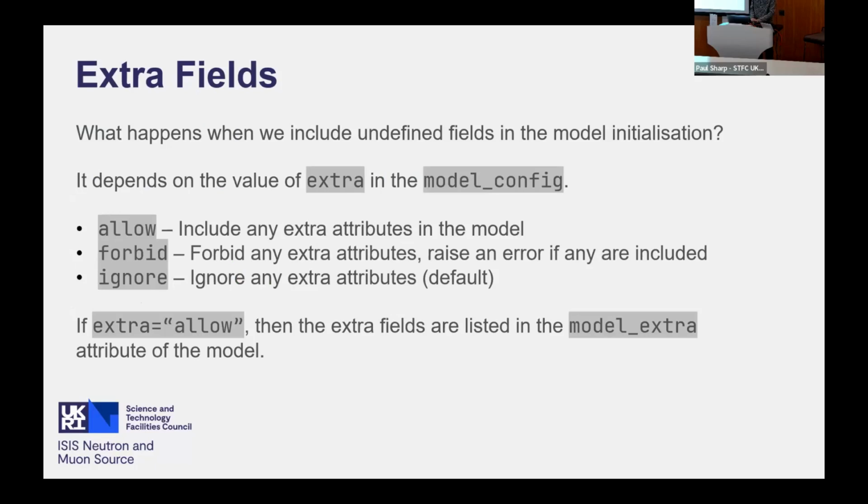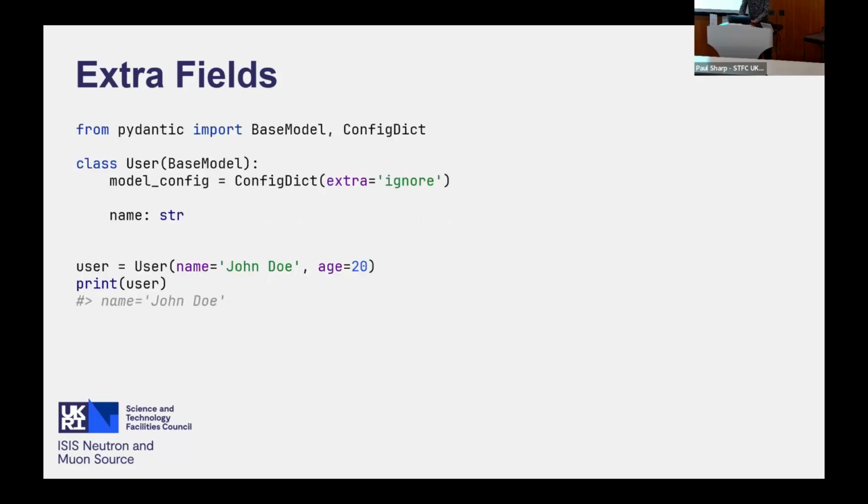So it's worth knowing if extra equals allow, then you have access in your model to those extra fields in the model extra attribute. So very quickly, we'll see how they all work here. So I've got a very basic user model here. The model config to start with is ignore, which is the default. So we've got a name of a string.